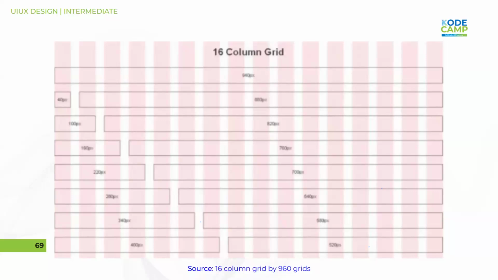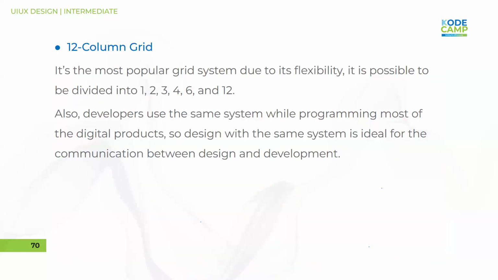So the next column that we know is the 12 column grid. This is the most popular, and it is the one we use mostly because it's flexible. It's possible to divide into 2, 4, 5, 6, and well, 12, which is one column, and 6 is a two column grid. Also, developers use the same system while programming most digital products.